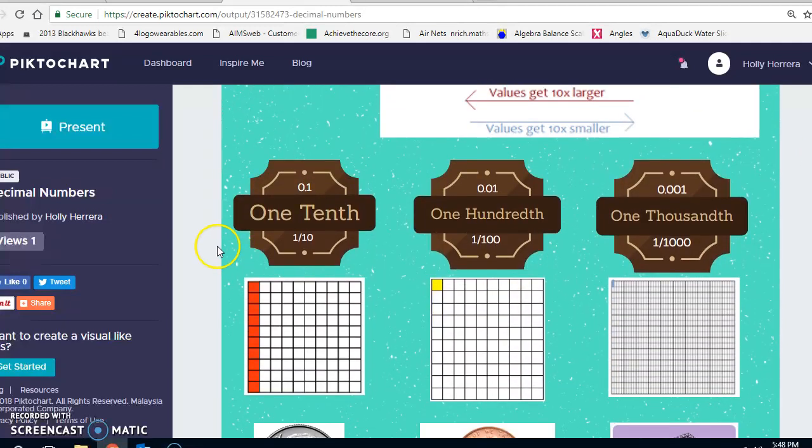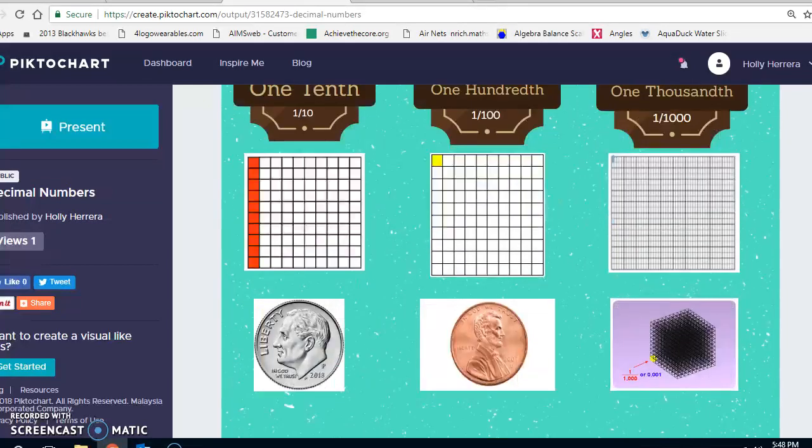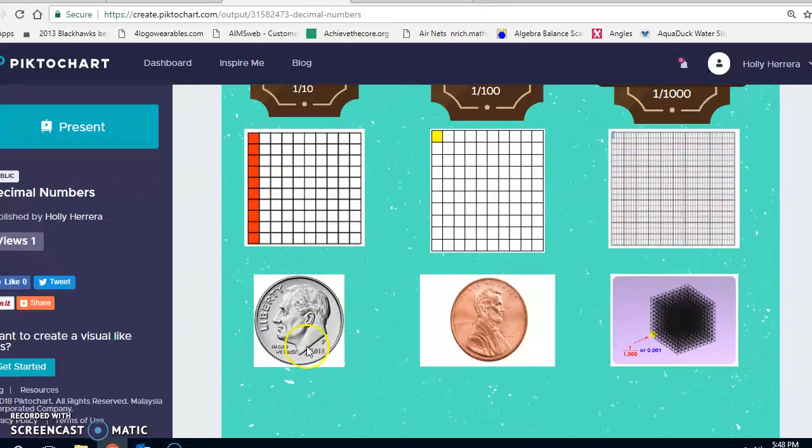Then down below, I just had three categories that I wanted them to look at. The first one here would be 1/10. Here's the decimal form of that, here's the fraction form of it, and then here's that picture, that visual for them. I also threw in the dime, and we could talk to students about, well, if I think of a dollar as being one whole, 1/10 of that dollar is a dime. So again, another visual from the real world.